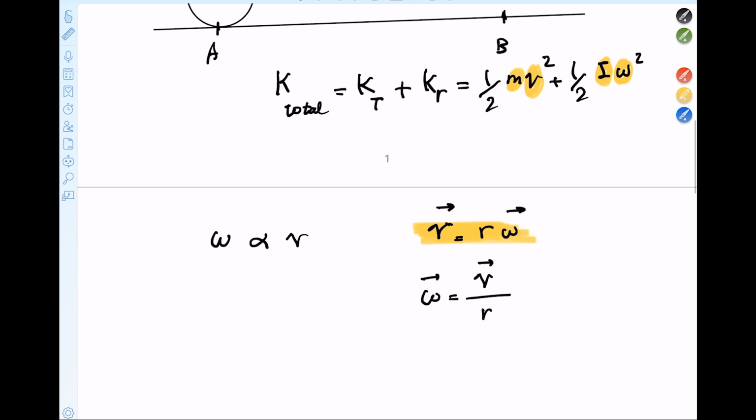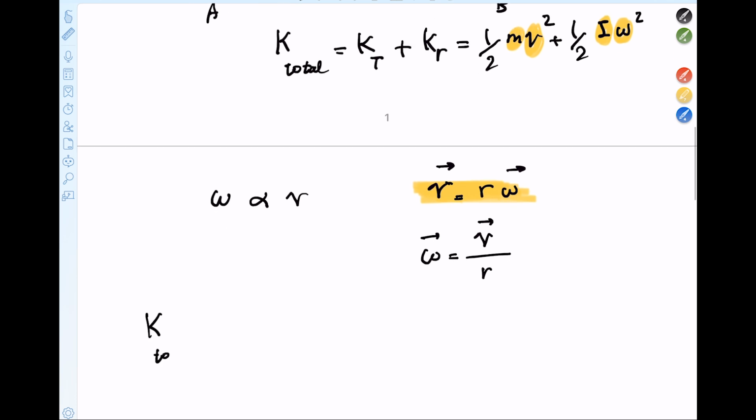So I can rewrite this equation one more time, K total, to be half m v squared plus half I. Instead of omega, I'm going to use v divided by r, squared. And this I will be given to you. Usually it's given to us.